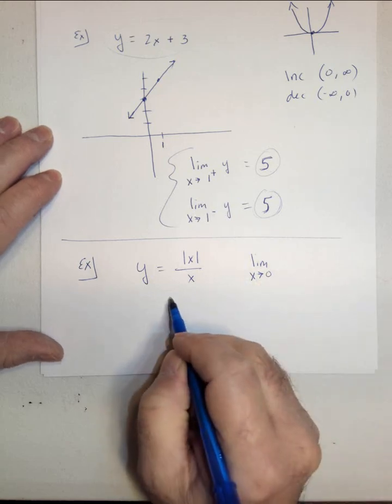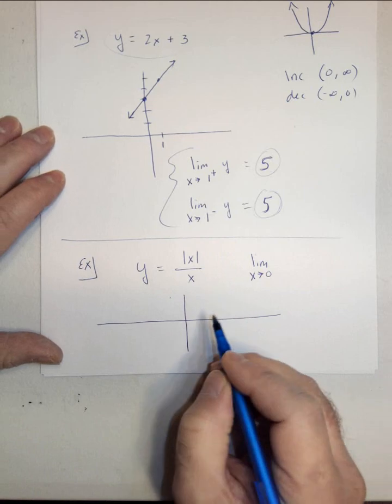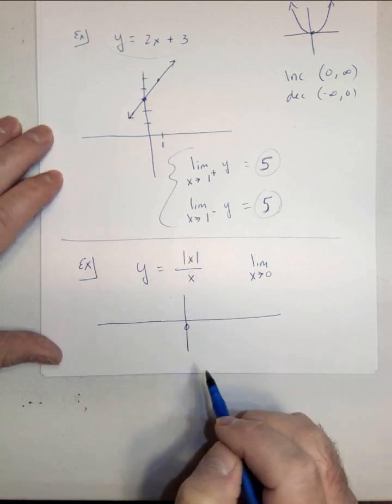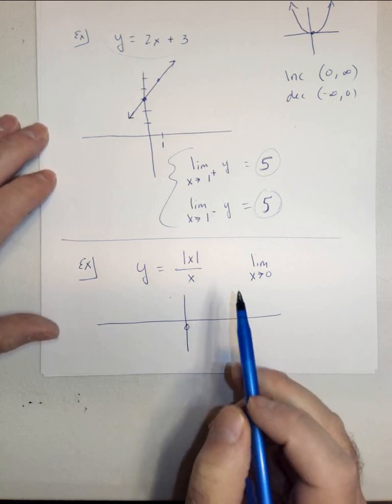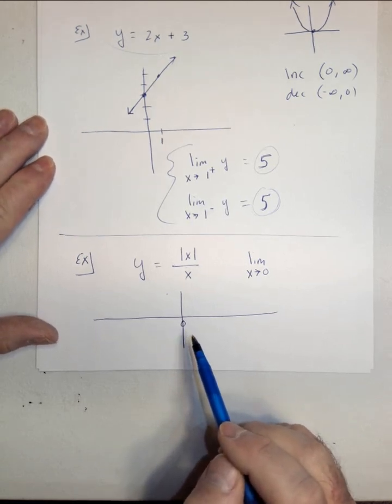So the limit as x approaches 0, if we look at the graph of this thing, here's 0. Well, of course, we're undefined at 0, right? And again, remember, just because we're undefined doesn't mean that there's an asymptote there. It could be a hole, and holes are going to be really, really important for us.